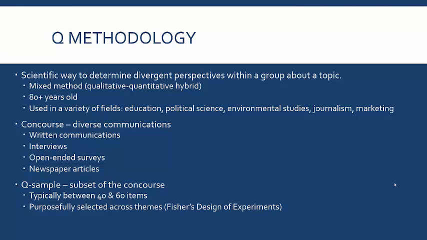Basically, you start off with concourse, which just means that you collect lots and lots of different kinds of communications, usually written communications, although Stevenson used other kinds of items, including scents and pictures. You can collect statements from interviews, open-ended surveys, newspaper articles, and then you take a subset of these items and people actually sort them into a grid.